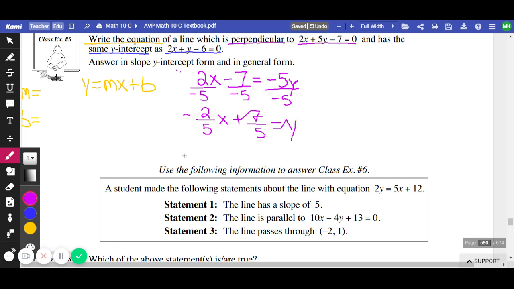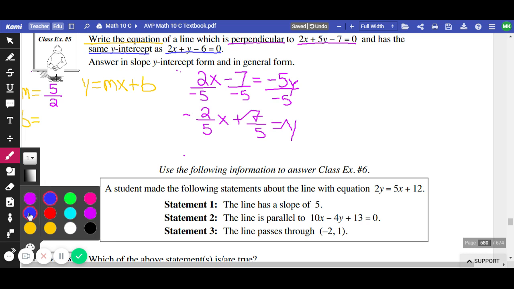The slope of this purple line is negative 2 over 5. We want to be perpendicular to it. Perpendicular means change the symbol, flip the fraction. Our slope is going to be positive 5 over 2. That purple line just helped us get our slope for our new line. Negative reciprocal, change the symbol, flip the fraction. Awesome. Next part, we need to figure out a b value.